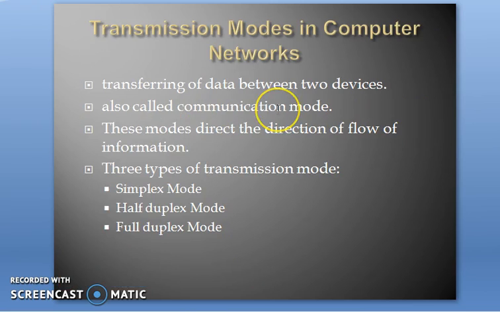So now we can see various transmission modes in a computer network. Now you are familiar with what data transmission is and the need for data transmission in a computer network, and now we can see the different transmission modes in computer networks. We all know that transmission is the transferring of data between two devices. This transmission mode is also called the communication mode, and these modes direct the direction of flow of information. The three types of transmission modes are simplex mode, half duplex mode, and full duplex mode.